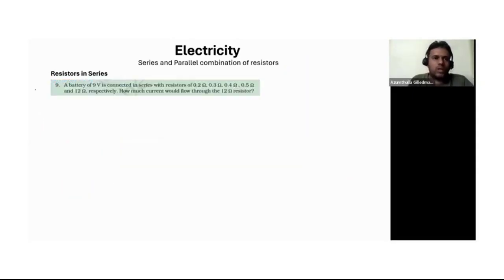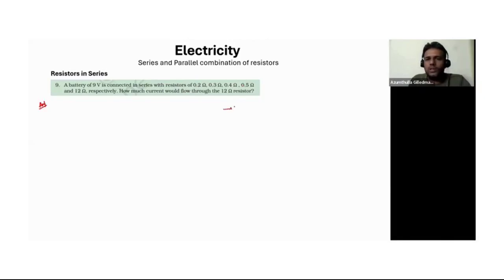Okay, let's see another one. A battery of 9 volts is connected in series with resistors of 0.2 ohms, 0.3, 0.4, 0.5, and 12 ohms respectively. How much current would flow through the 12 ohm resistor? So how many resistors are there here? 1, 2, 3, 4, 5 resistors.